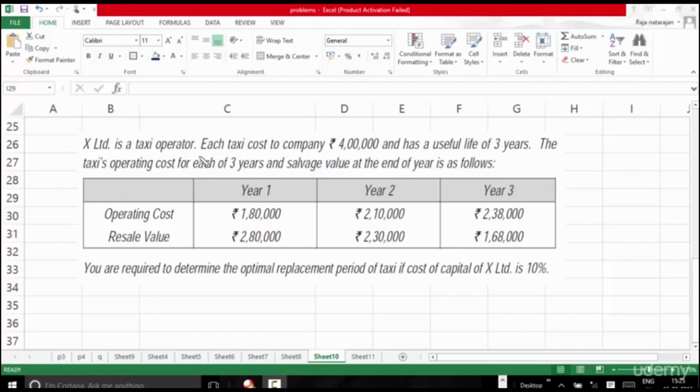X Limited is a taxi operator. Each taxi costs the company rupees 4 lakh and has a useful life of 3 years. The taxi's operating cost for each of the 3 years and the salvage value at the end of each year are as follows.